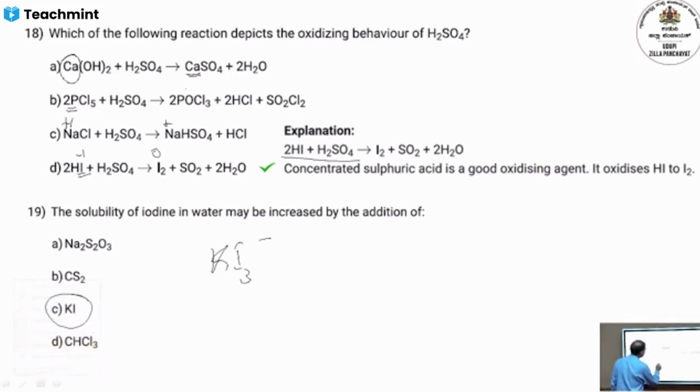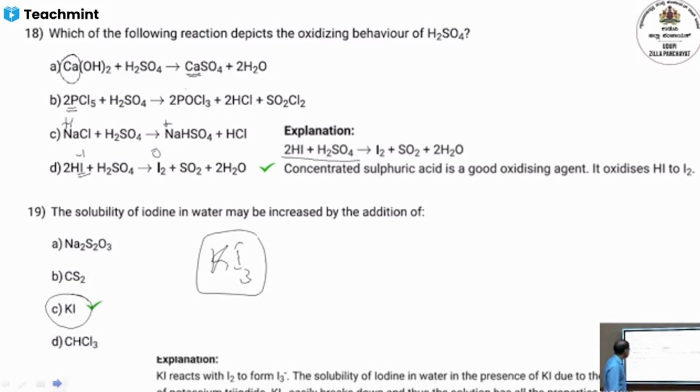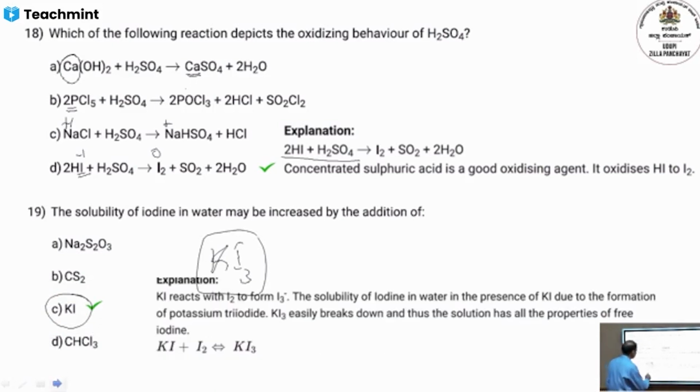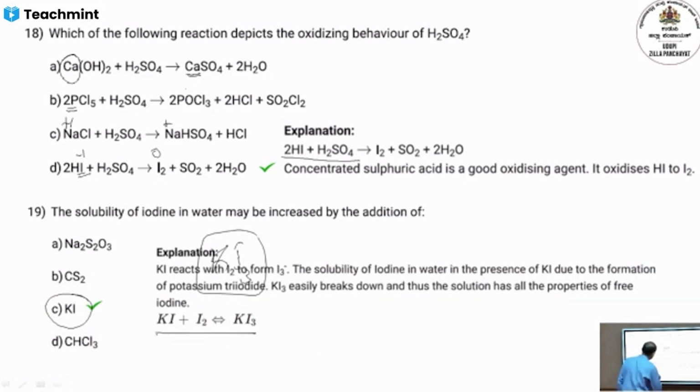KI3 or I3 minus ion. So the formation of this enhances or increases the solubility of the iodine, and this is the one which I wrote there. So KI reacts with iodine to form I3 minus, the triiodide ion, and the triiodide ion is more soluble in water.